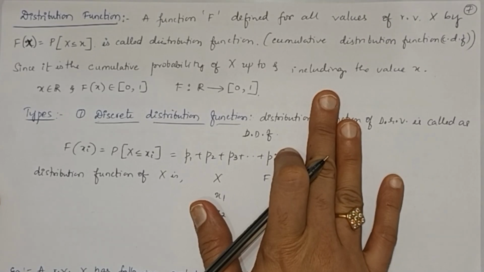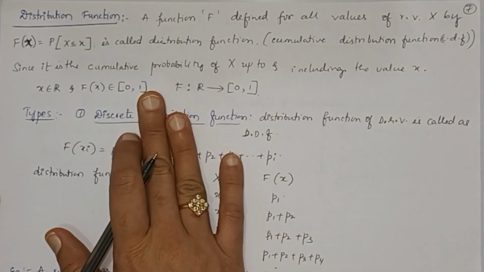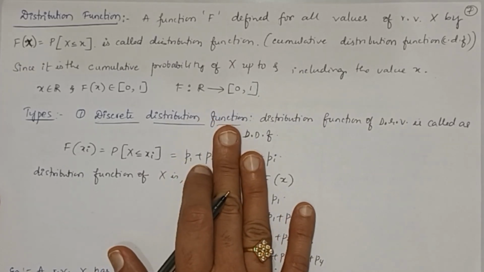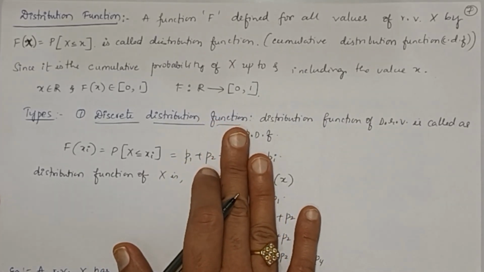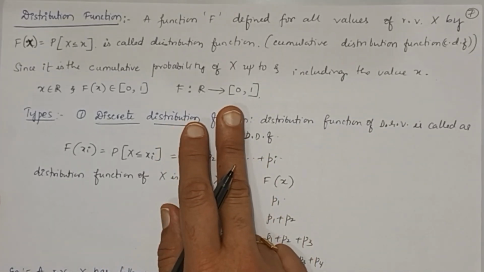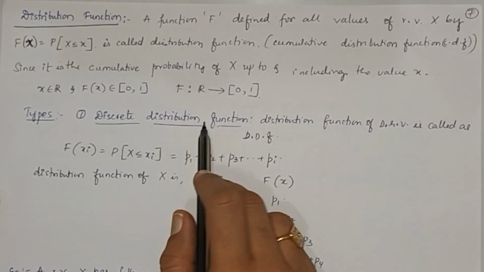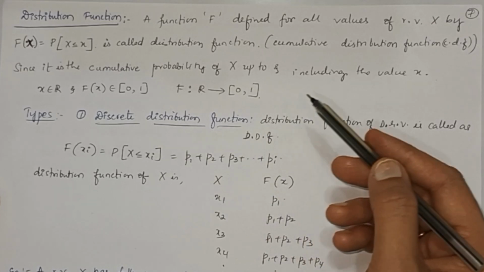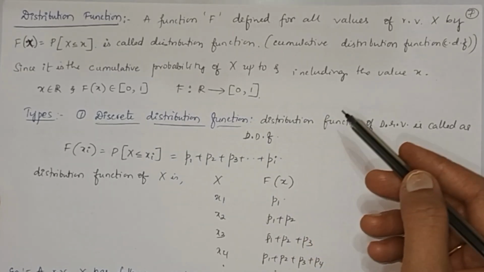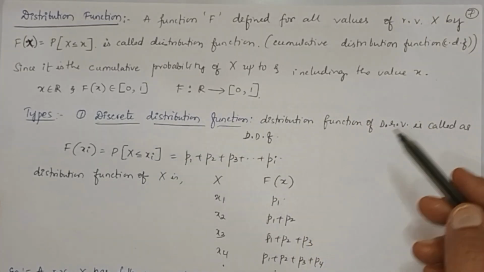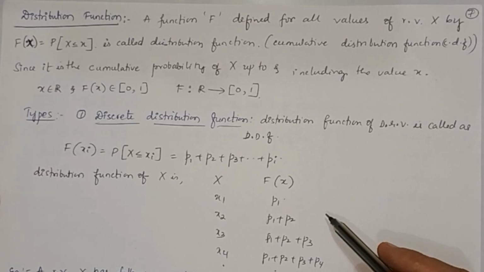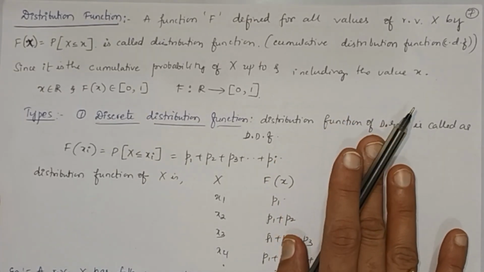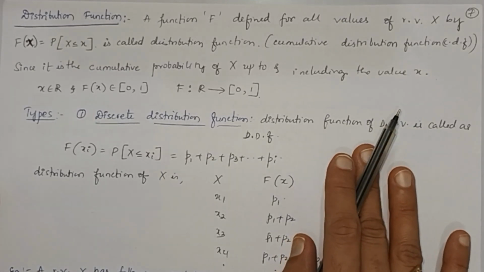So far we have seen what is a random variable, types of random variable, and their probability distribution function. So we had two types of random variables, discrete random variable and continuous random variable. For a discrete random variable, the distribution function is called the probability mass function, and for a continuous random variable it is the probability density function. In both cases, the function is represented by small letter f of x.